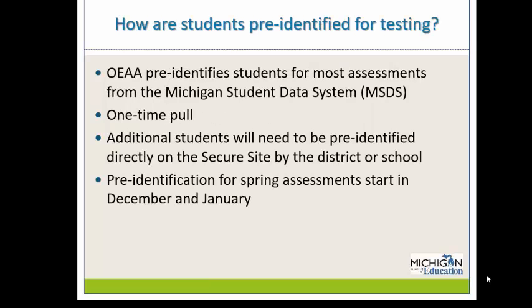So how are students pre-identified for testing? OEAA pre-identifies for most assessments using a one-time pull of student enrollment data from the Michigan Student Data System, also known as MSDS. This is a one-time pull and does not continue through testing. Districts and schools are responsible to pre-identify additional students directly on the OEAA Secure Site.